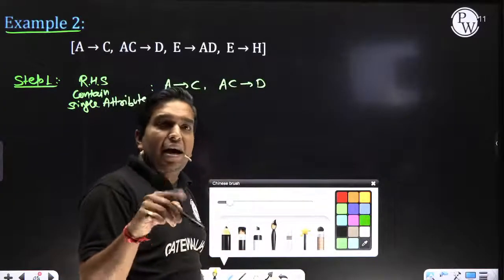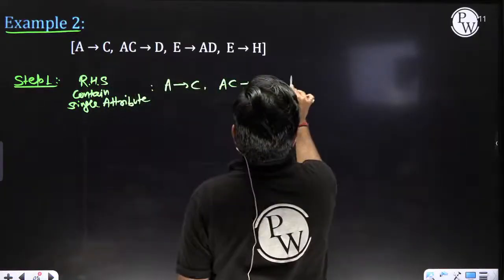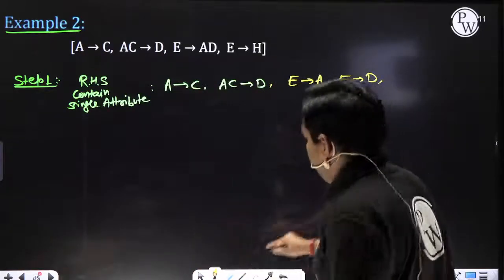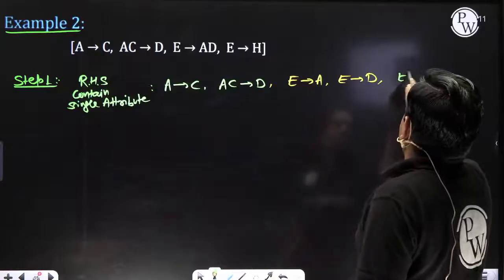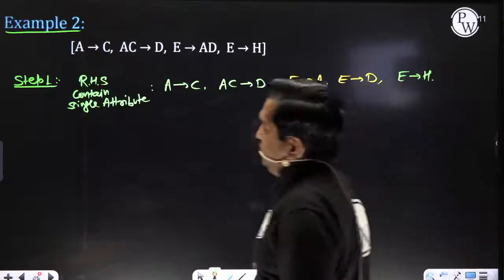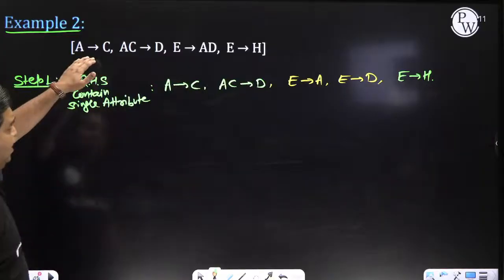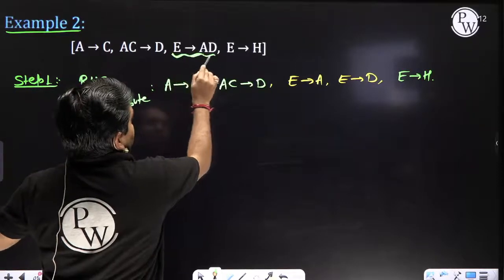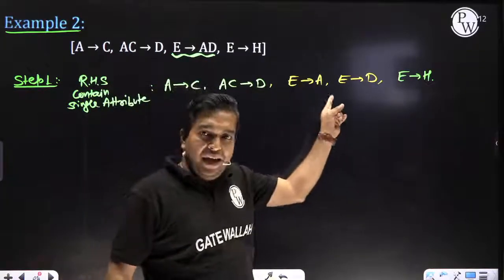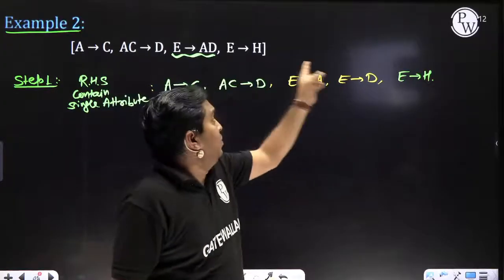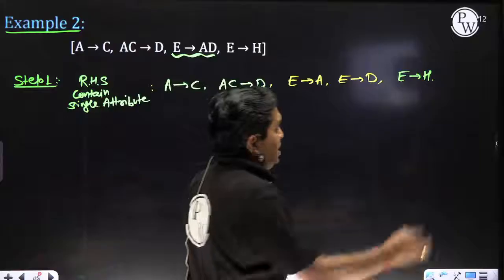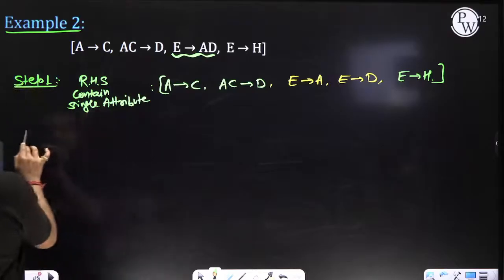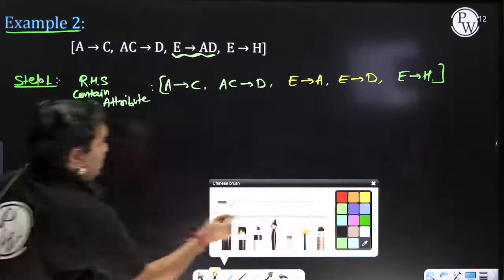Wherever there are changes, I am taking a different color pen. E to A, E to D, E to F. This is step 1, in which A to C, AC to D, no problem. Here E to AD becomes E to A and E to D. Next one is E to H. This is step 1. Is this step clear everyone? Let me know please.